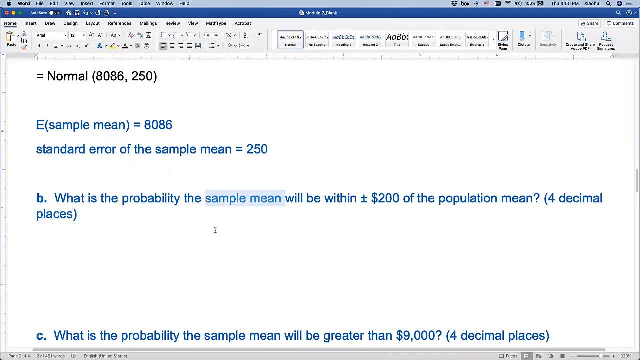So this one talks about the sample mean, which means we talk about the distribution of the sample mean. This is a sampling distribution problem. Again, you should use the central limit theorem, which we have already done in part A. The next hint you should focus on is that you were asked to find a probability.